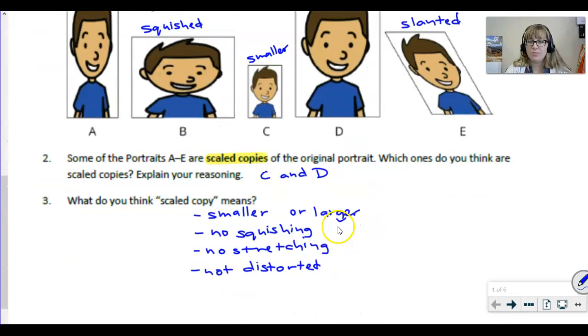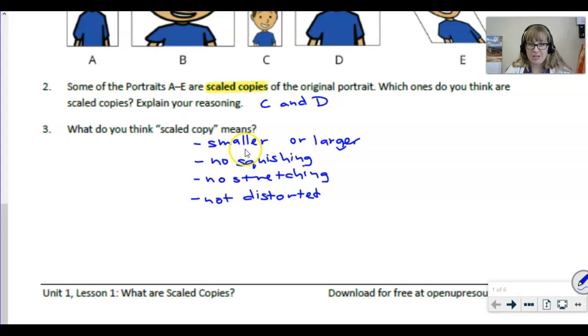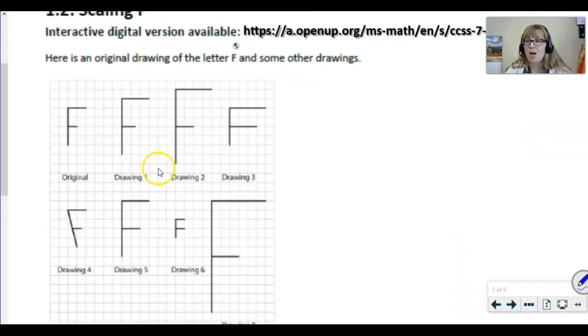Let's review. Scaled copies can be smaller or larger. There's no squishing, there's no stretching, and there's no distortion, which means as I'm looking at this, I want the F to look like this F. It's okay if that F is bigger, it's okay if that F is smaller, but it still needs to look like that F. So to get you started, I think it's pretty clear that drawing 3 is not going to be a scaled copy. Yes, it is still the letter F, but it's a letter F that looks really wide compared to this original one. Go ahead and pause the video and see if you can figure out the other ones that are scaled copies.